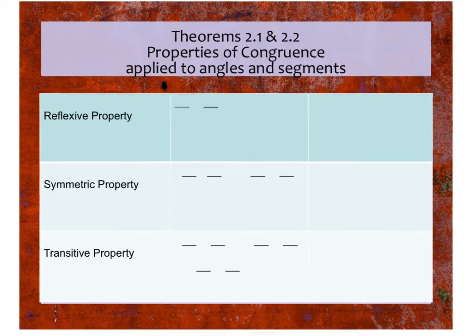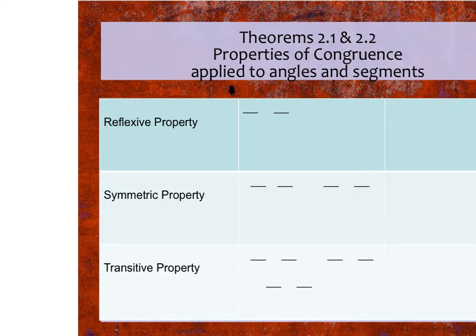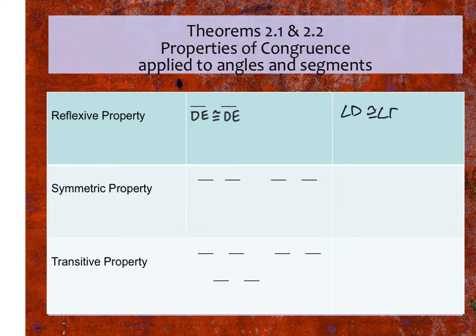So for the theorems that we just talked about, the reflexive property states that line segment DE will be congruent with line segment DE. Simple enough. Also, angle D will be congruent with angle D.